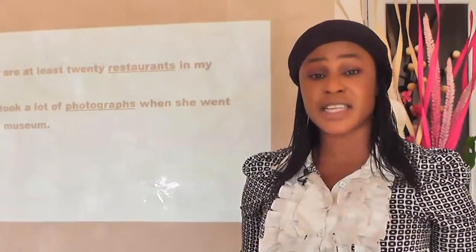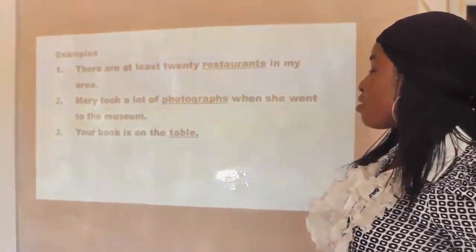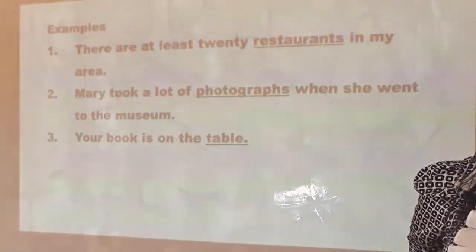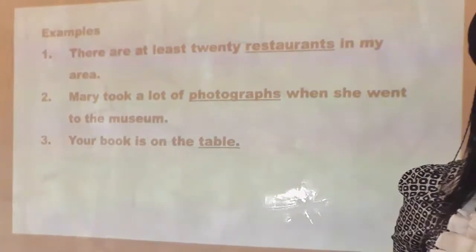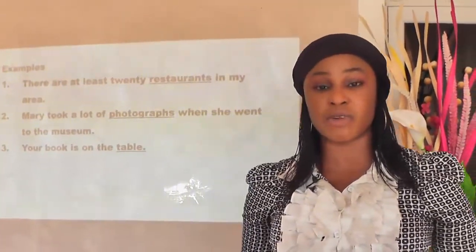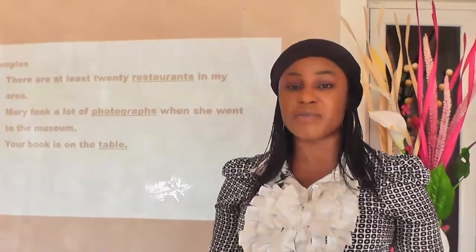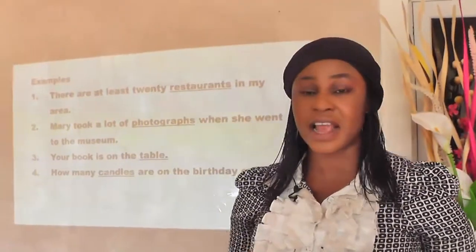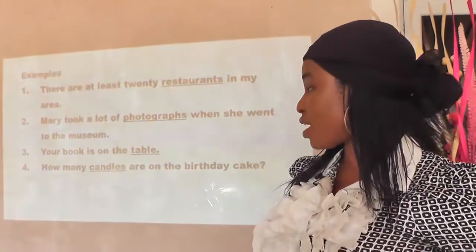Let's look at example 3. Your book is on the table. Table in that sentence is highlighted. That is to tell us that it is a countable noun. We can count table. It can be 1 table, 2 tables, 3 tables, so on and so forth. So table is an example of countable noun.